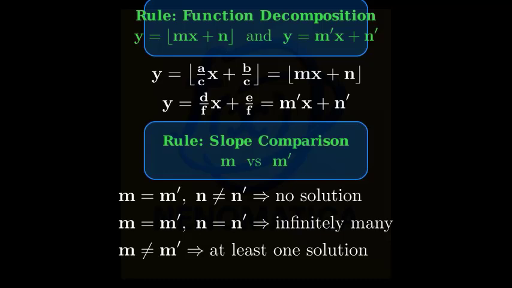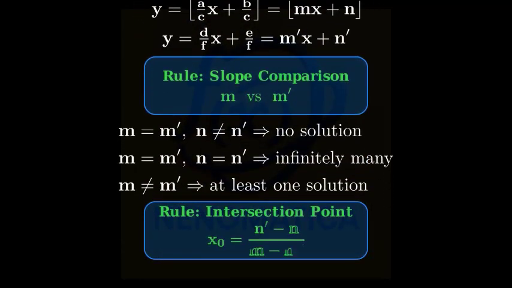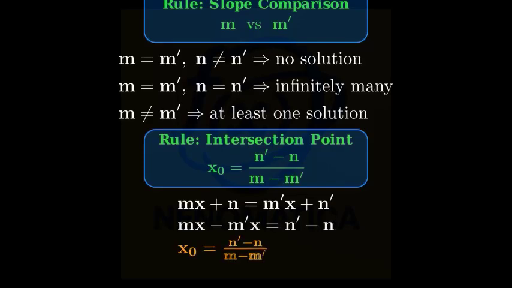Step 3. Find the intersection of the two lines, y equals mx + n, and y equals m' x + n'. Solve mx + n equals m' x + n', giving x0 equals (n' - n)/(m - m').